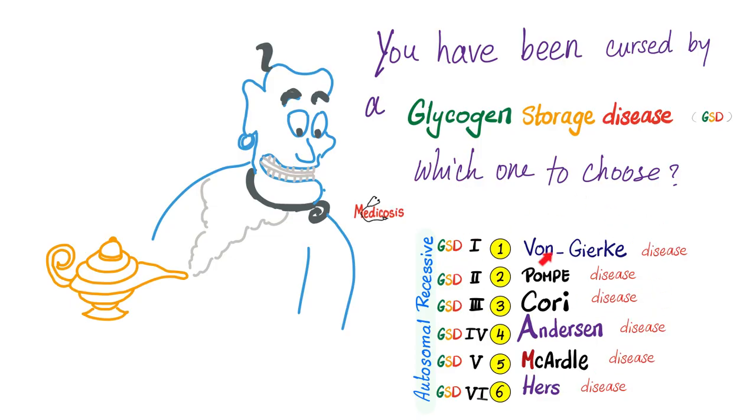What are these glycogen storage diseases? Glycogen storage disease type 1 is Von-Gierke, type 2 is Pompe's disease, type 3 is Cori, type 4 is Andersen, type 5 is McArdle, and type 6 is ERS disease.